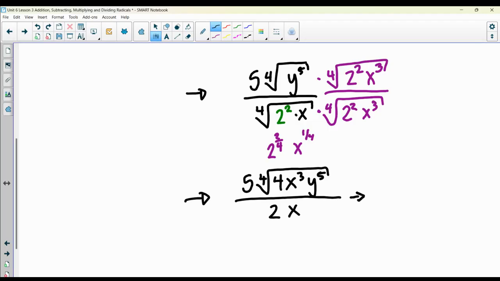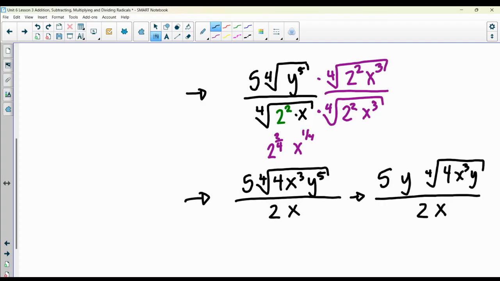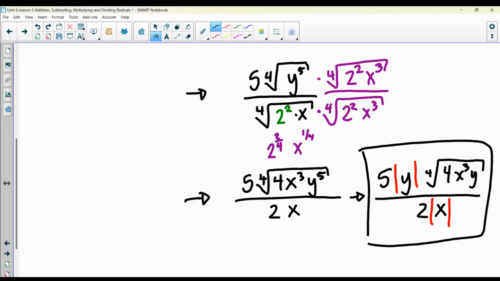So the final simplified version of this, now we did come from a fourth root, which means that we do need to consider that any variable that's simplified to the outside of the radical that has an odd exponent needs absolute values. So the y is to the first, that needs absolute values, and the x is to the first, which means those need absolute values. And that is as simplified as that's going to get.